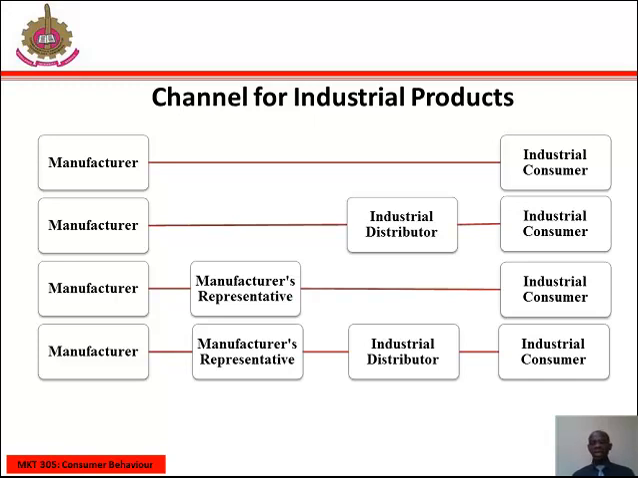What about the second one? Manufacturer to industrial distributor to industrial customer. This is the most used channel for industrial products. Distributors take title to the goods and specialize in different lines of goods.